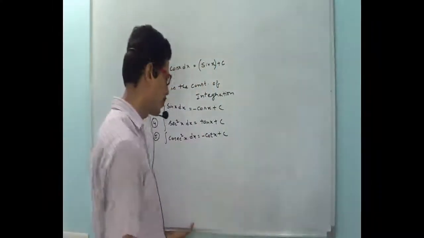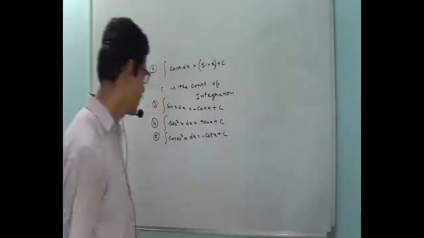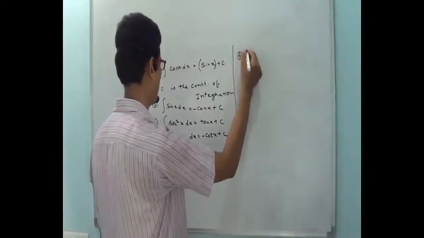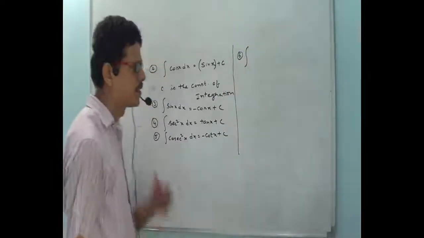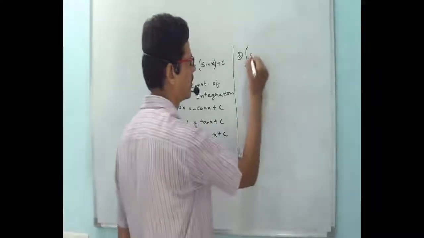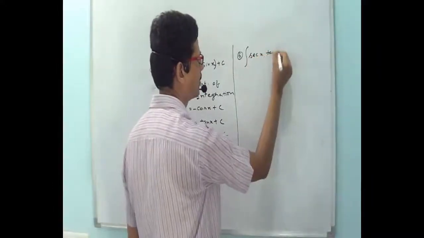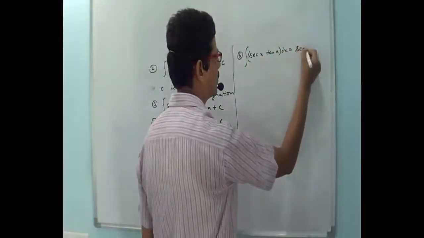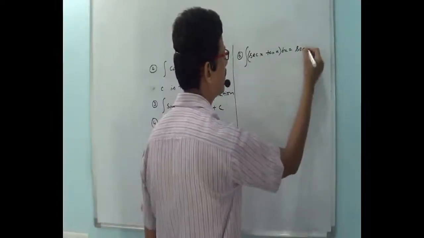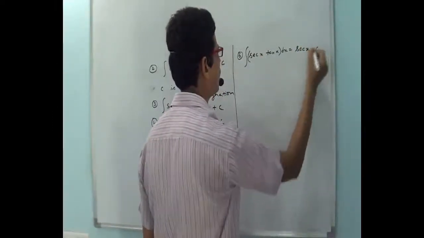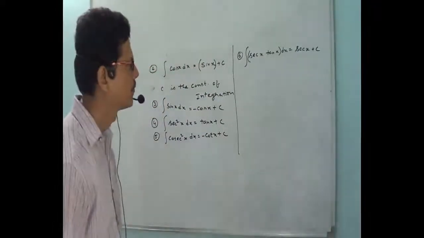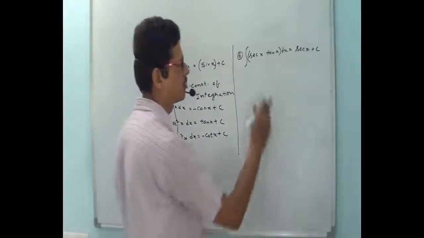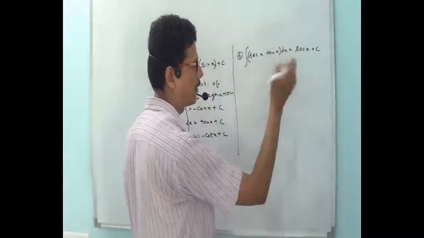And I write a few more formulas of this integration. Sixth one, integral secant x into tan x dx. This is nothing but secant x plus c. What is c there? C is the constant of integration, because you know the derivative of secant x is secant x into tan x. So the integration of this will be this, the antiderivative.